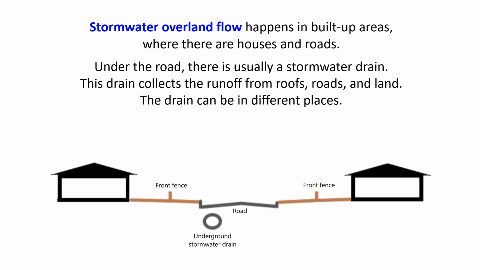This happens in our built-up areas, our urban areas, where there are houses, factories, shops and roads. Generally, under most roads, there will be a stormwater drain. This pipe collects the runoff that comes off roofs, land, flows along roads and finds its way into the underground pipe.